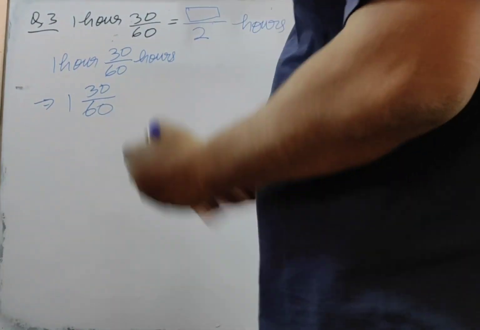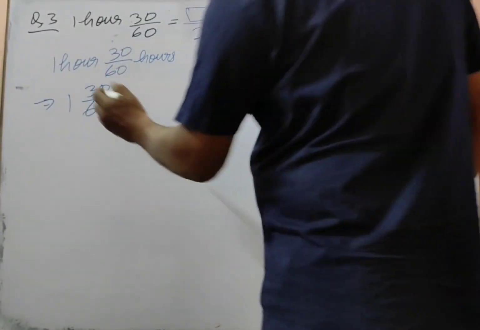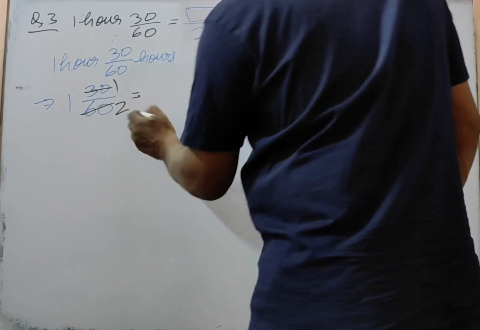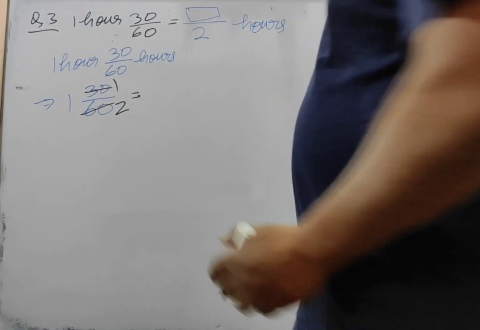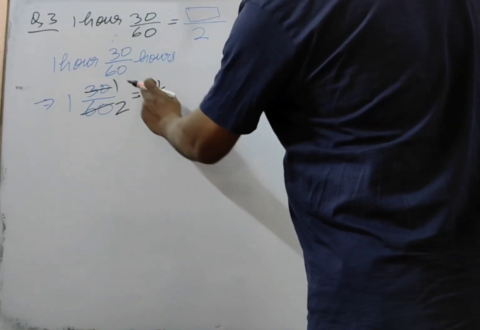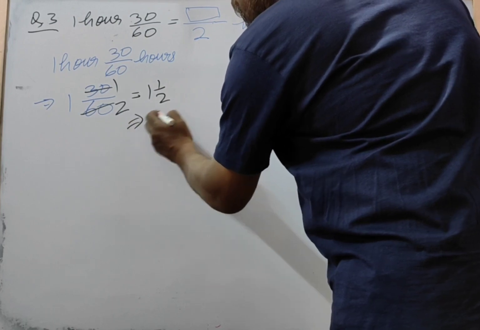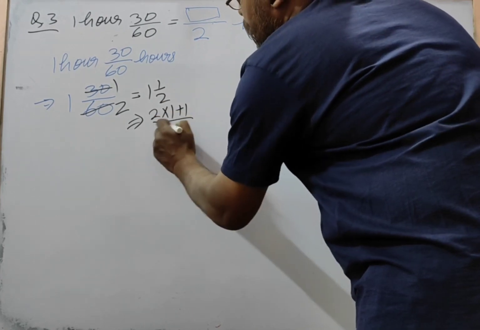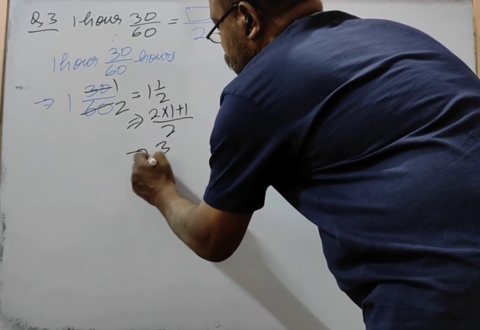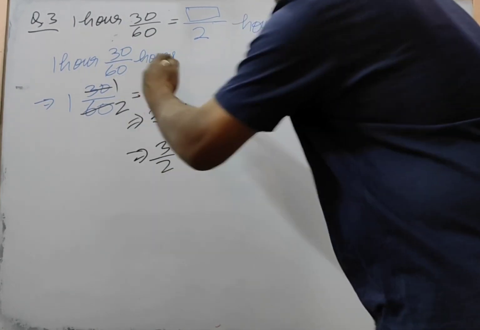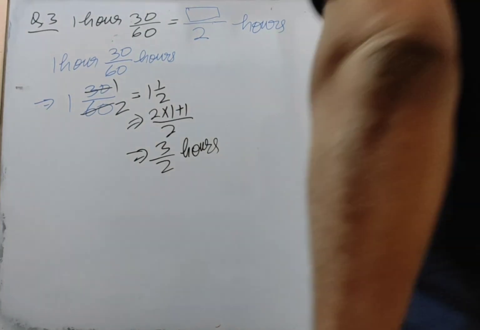One way we can solve this: 30 1 ja 30, 30 2 ja 60. So 2 times 30 is 60. So we can write over here 1 whole 1 by 2, 2 into 1. Now we have 2 into 1 plus 1 divided by 2, we get 3 by 2 hours, right? This is one way to solve this.